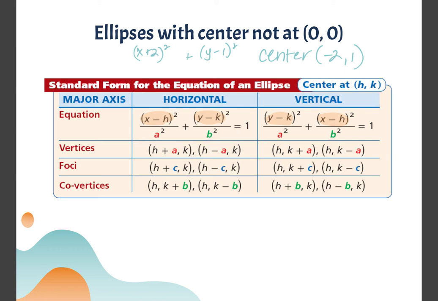The difference is it doesn't always look symmetric on my grid. If it's horizontal, I go right and left the A, and up and down the B. And then if it's vertical, I go up and down the A and right and left the B. Everything else is the same. C squared still equals A squared minus B squared. I still find the foci the same way. The difference is where you start that point at. That's it. Everything else is exactly the same.